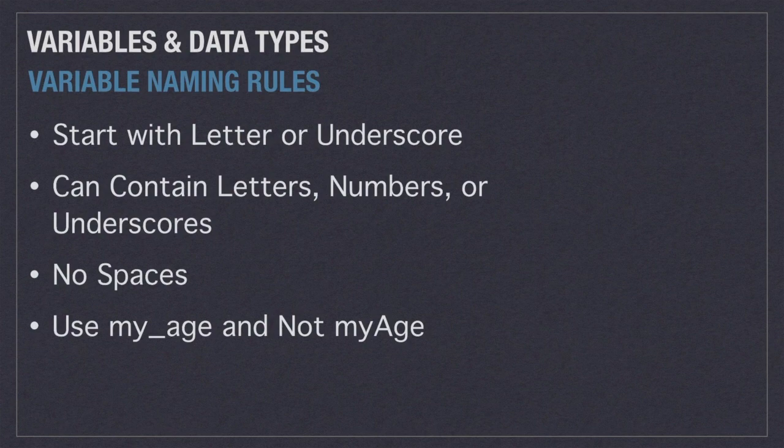Your variables can start with a letter or an underscore, and then after the first letter, you can use numbers such as num_1. But one thing you cannot do is put spaces in variable names. So for example, you could put my_age, but you could not put my space age. And it is also considered good practice to separate words with underscores, as you see right here, and not use camel case like you see right here.